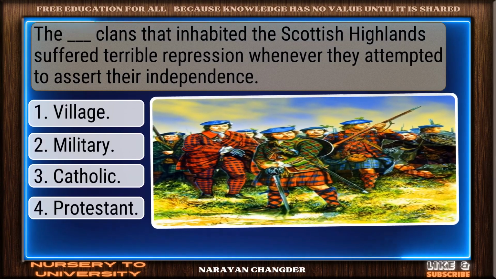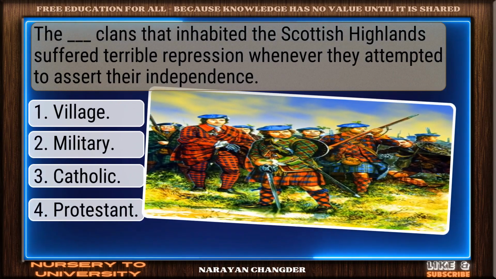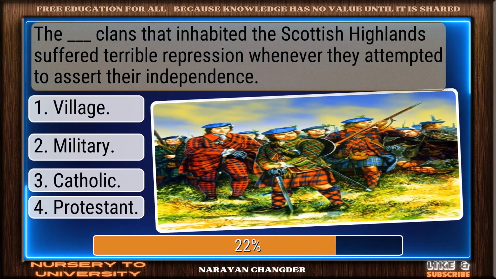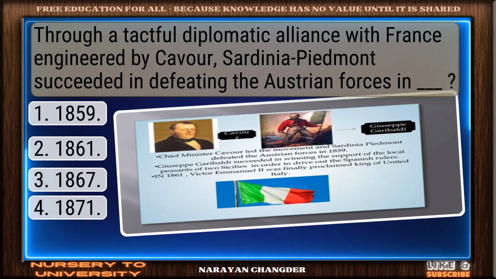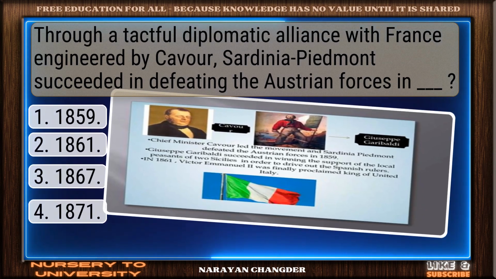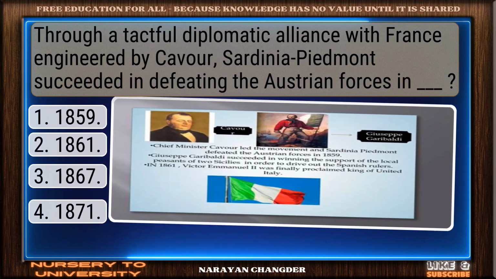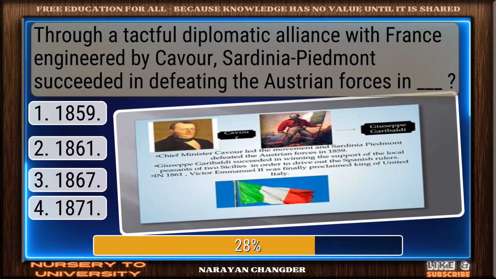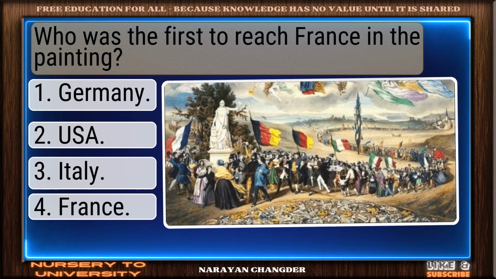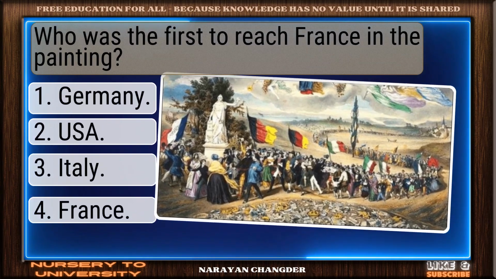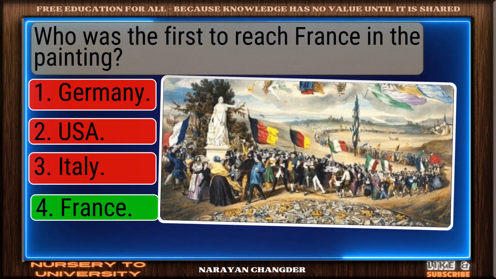The clans that inhabited the Scottish Highlands suffered terrible repression whenever they attempted to assert their independence. Great job. Catholic is accurate. Through a tactful diplomatic alliance with France engineered by Cavour, Sardinia-Piedmont succeeded in defeating the Austrian forces in ___. Correct response. 1859 is accurate. Who was the first to reach in the painting? Excellent. France is well reasoned.